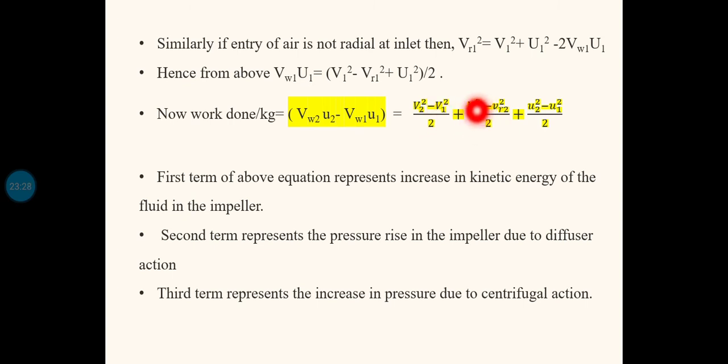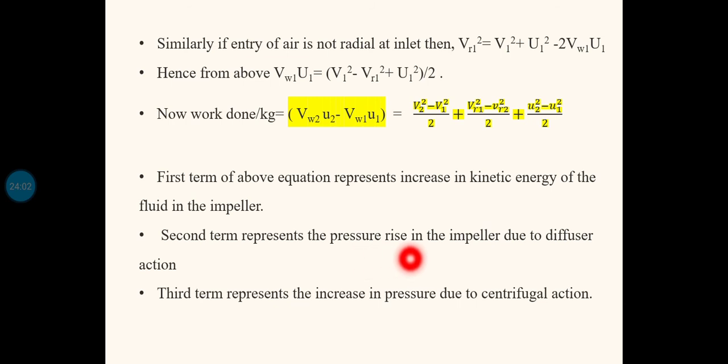That means actually the relative velocity Vr1 at the inlet will be more compared to the relative velocity Vr2 at the outlet. Now the first term of the above equation represents the increase in kinetic energy of the fluid in the impeller. So this is nothing but the momentum imparted, and correspondingly equal to this quantity there will be a static pressure rise in the air while passing through the impeller.